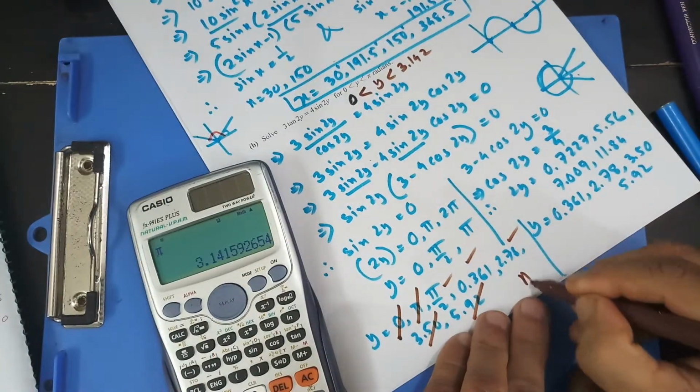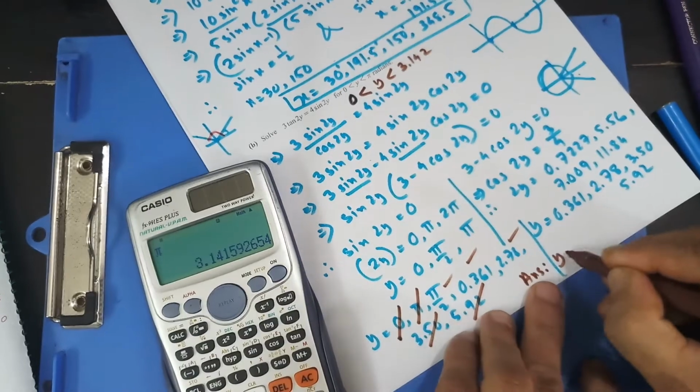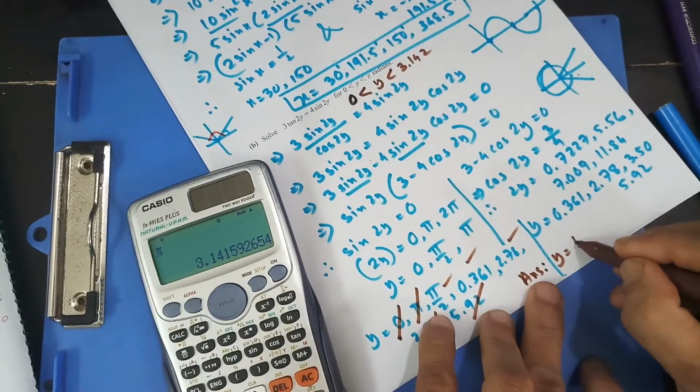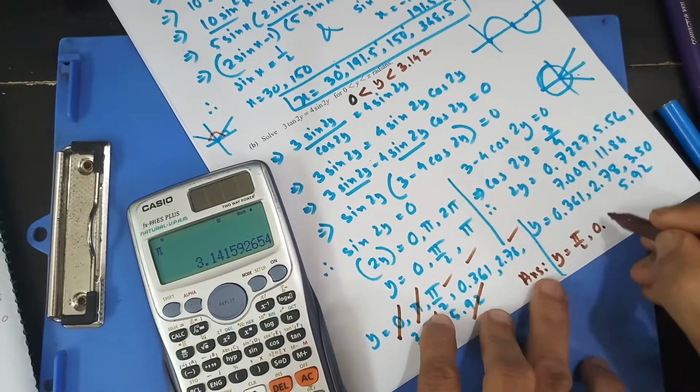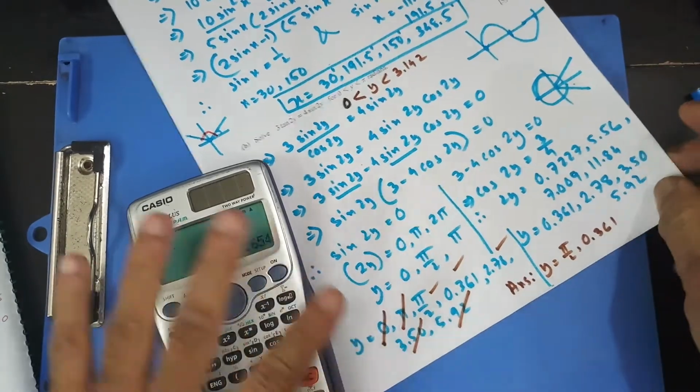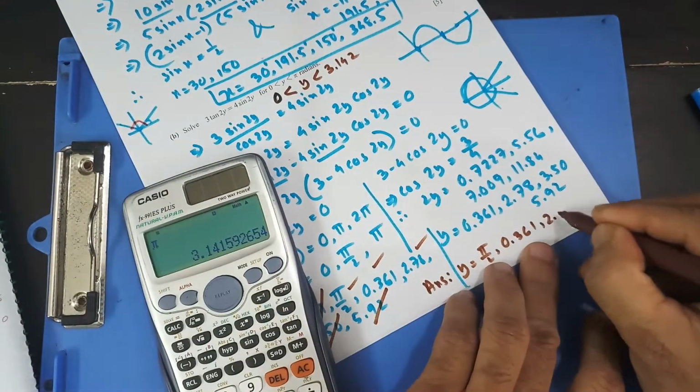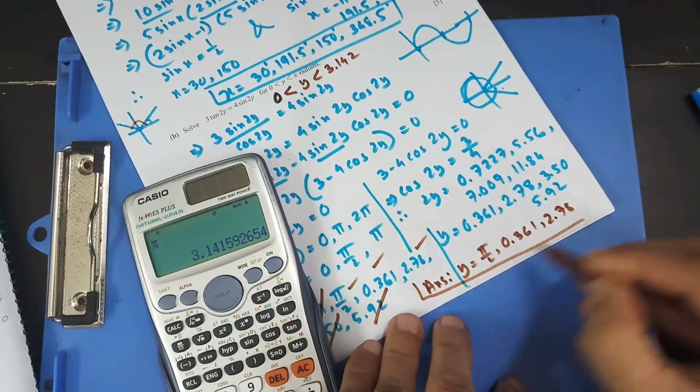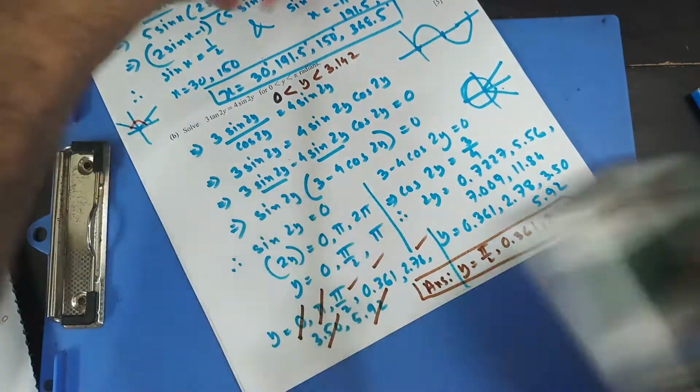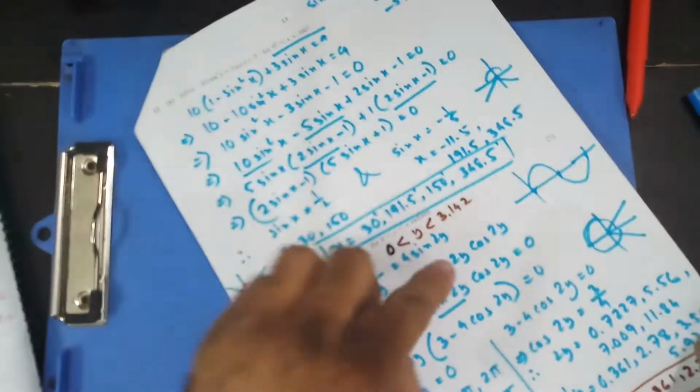So my final answer should be y equal to pi by 2, 0.361, and then 2.78. So that's 3 answers. I got so many, but then I cancel it out, since that's not in the range. All right, now question number 12.